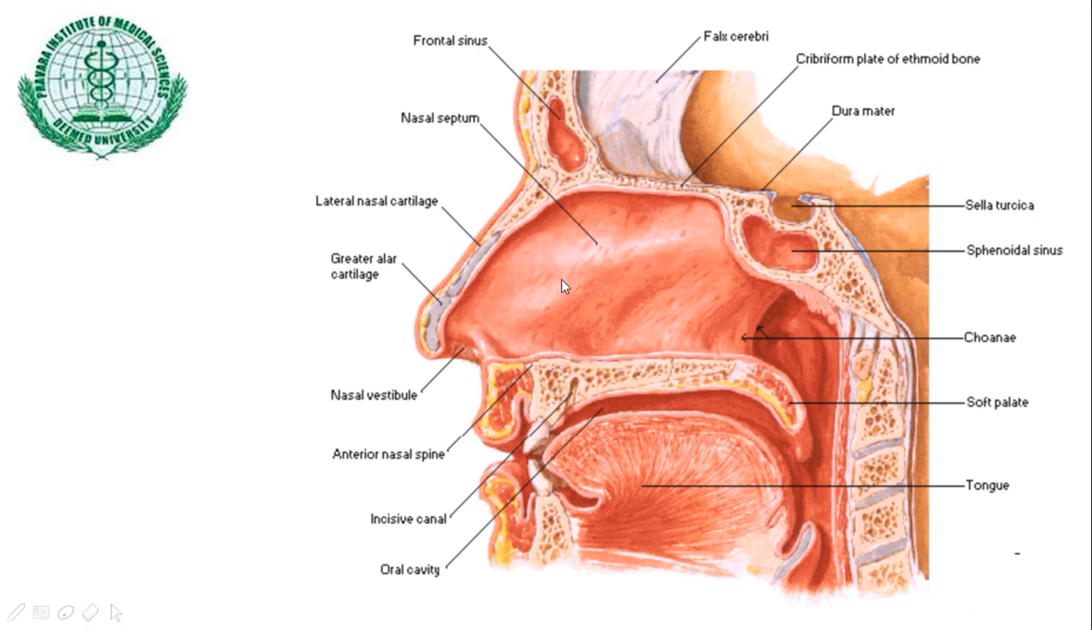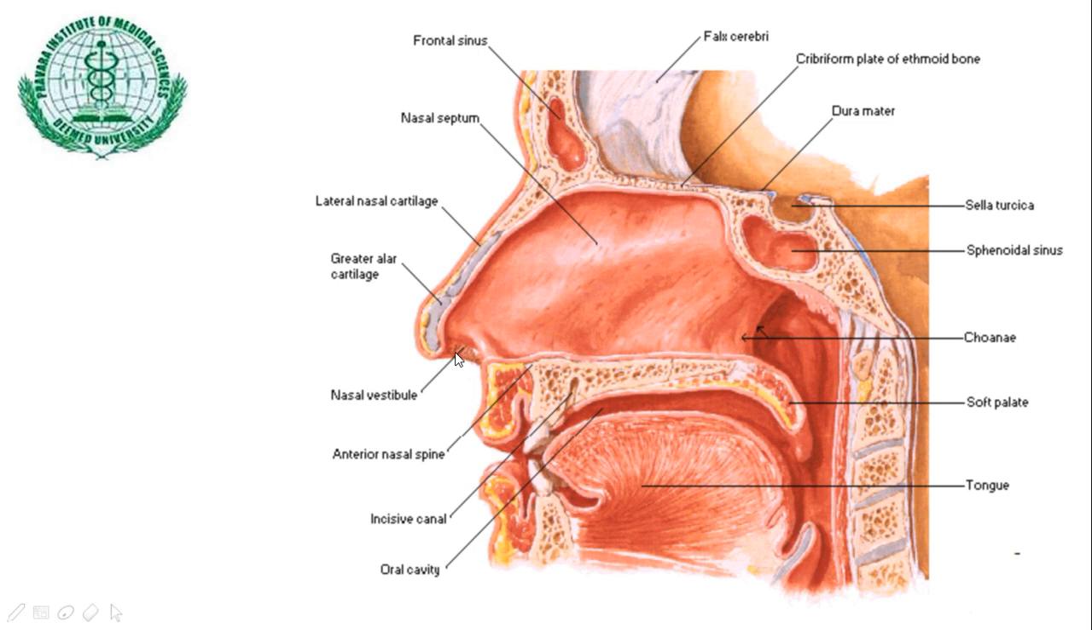Now each cavity is divided into a small antero-inferior part, which is lined by skin and is known as the vestibule, and a large posterior-superior part, which is lined by mucosa, and that is known as the nasal cavity proper.